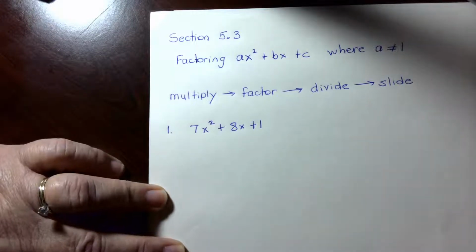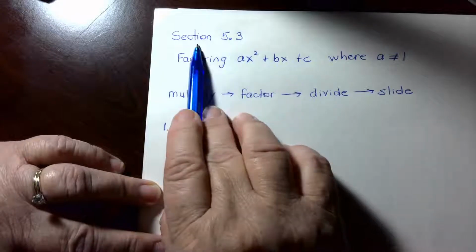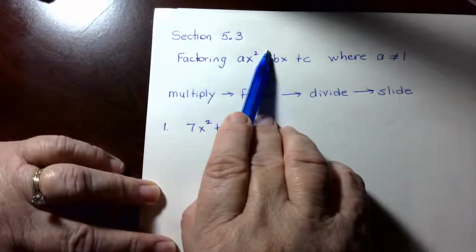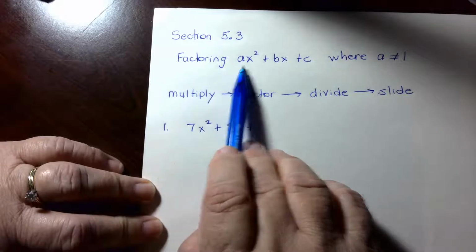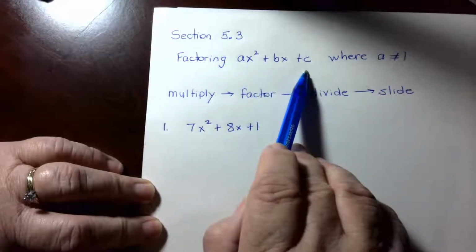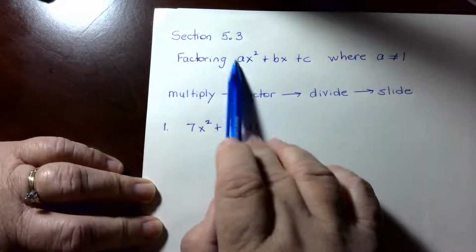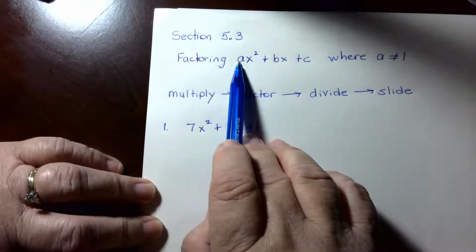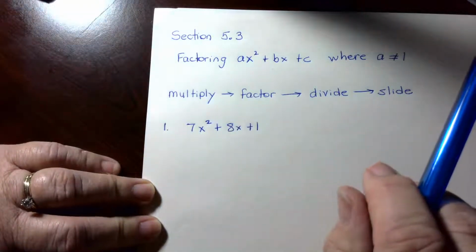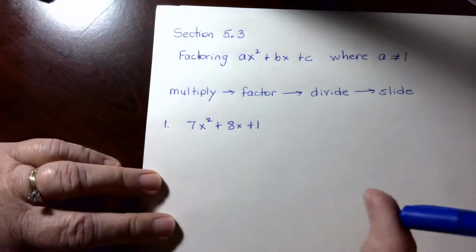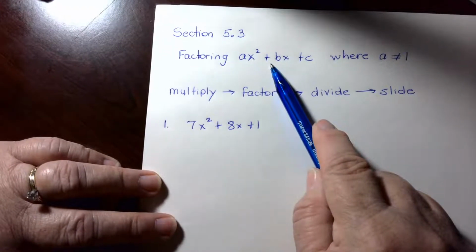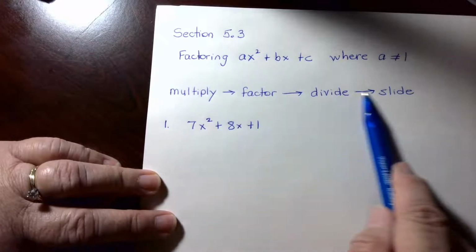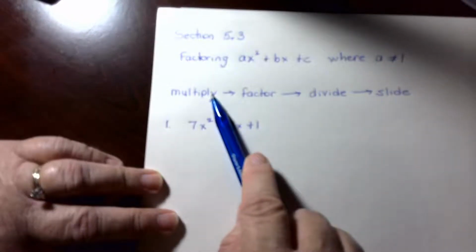Alright, this video is for section 5.3, and the objective is factoring ax squared plus bx plus c, where a, this leading coefficient, is not 1. As I said in class, there are many ways that this topic is taught. This is the way that I have found to be most effective.